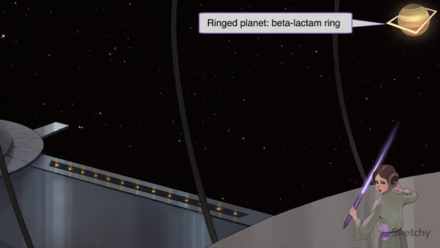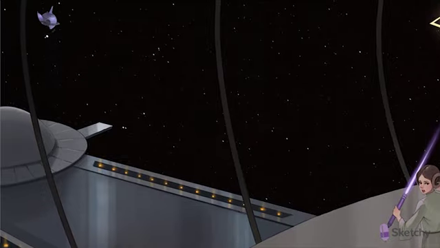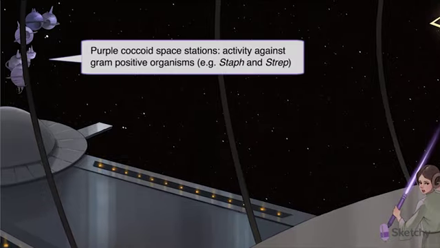So because they act on the cell wall, think of them working well against that thick gram-positive peptidoglycan wall. In general, penicillins have greatest activity against gram-positive organisms, like staph and strep, represented here by these purple coccoid space stations in clusters and chains, kind of like staph and strep colonies.